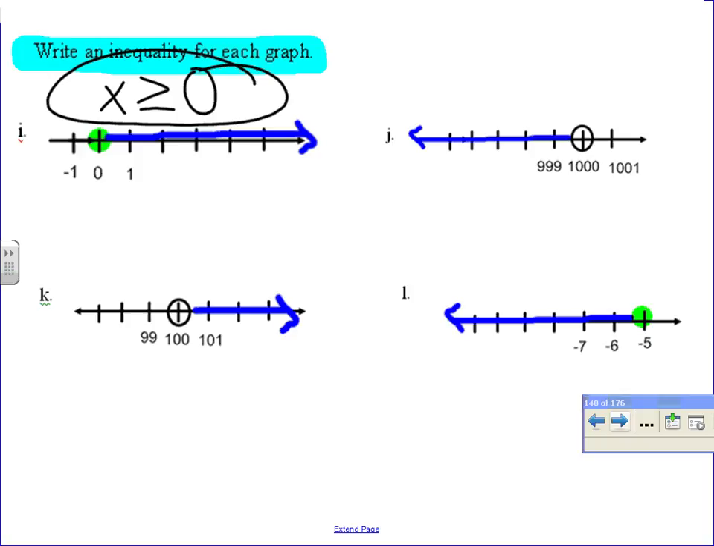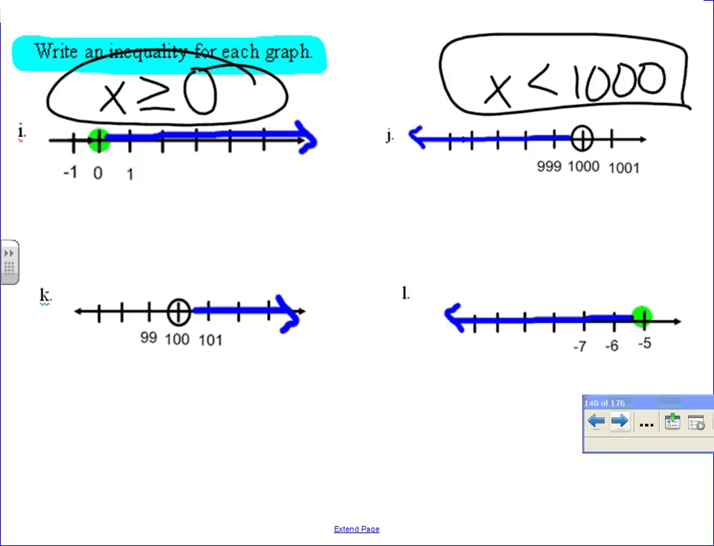All right, Annalise, what did you get for J? Good. X is less than 1,000. Questions on that one? Okay, we're going to do one word problem, and we're going to save the other two for tomorrow.